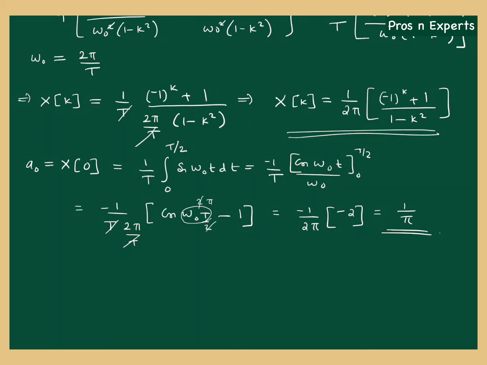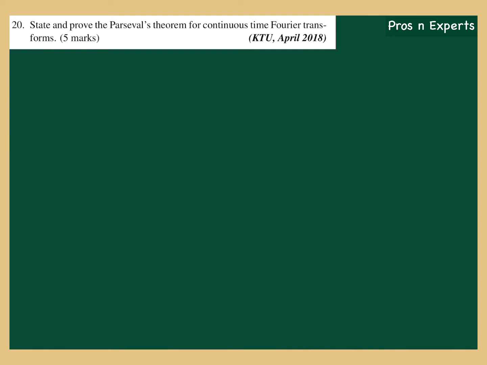So the DC value or DC component of this signal is 1 by pi, which you can see is perfectly in accordance with what we have studied in detail in a half wave rectified sine wave. The average value V average will be equal to Vm by pi for half wave rectified circuits. Here Vm equal to 1, so that will give you 1 by pi as the average value. Okay, so that's the answer. Okay, let's check the next question.